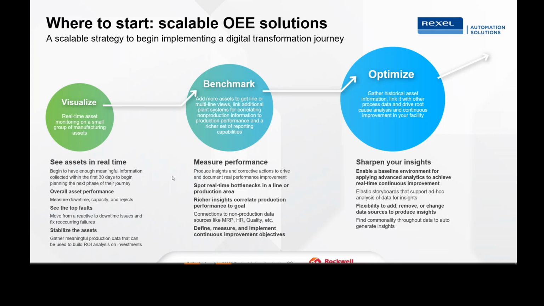And you can use that data as an ROI analysis on investments to say, hey, I need to fix this certain section of my machine. I'm down 10% of the time because of this part of the machine. So you can go to management and say, yeah, we need a budget to fix this part of the machine.